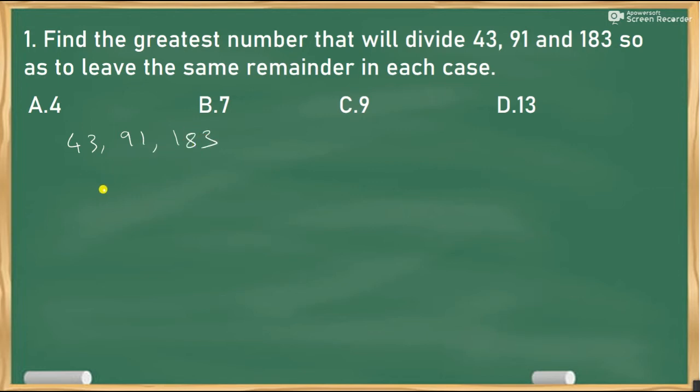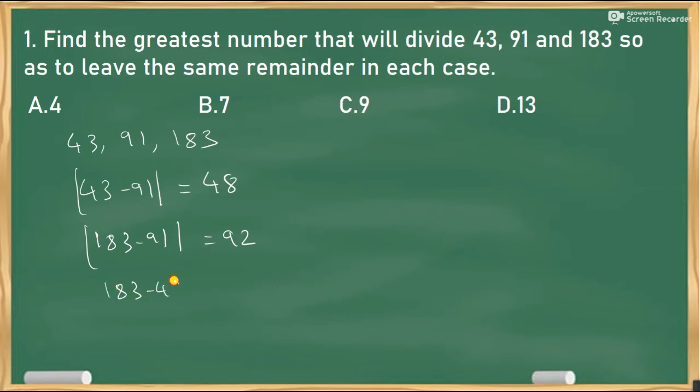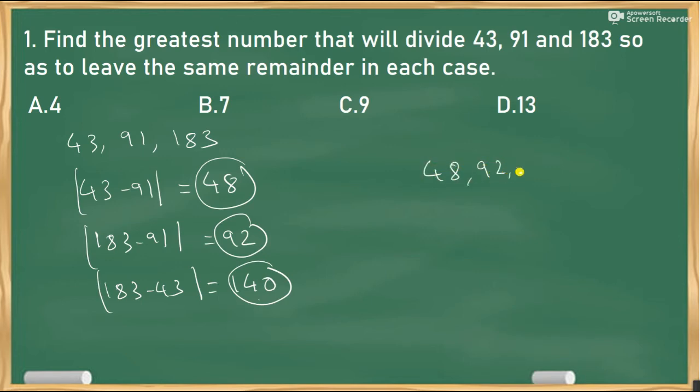The given numbers are 43, 91 and 183. Let me take differences one by one. The difference between 43 and 91 is 48. Similarly, the difference between 183 and 91 is 92, and the difference between 183 and 43 is 140. Now you have to find the HCF of 48, 92 and 140.